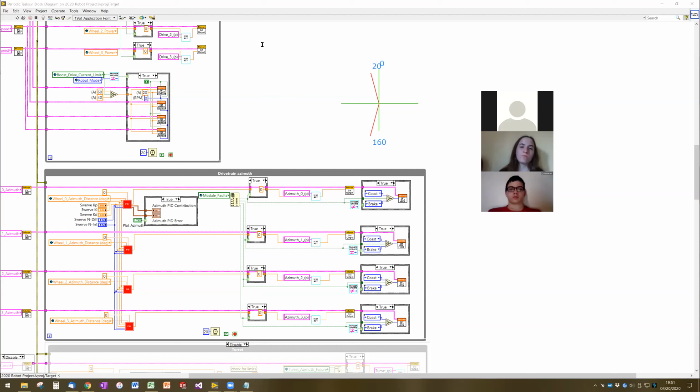Instead of putting 160 degrees into the PID block as the goal, we'll do the distance between 20 degrees and 160 degrees, which would be 160 minus 20, which would be 140 degrees. So it's saying that the current error is the robot has to move its wheel 140 degrees in the positive direction in order to get from where it is currently to its goal location.